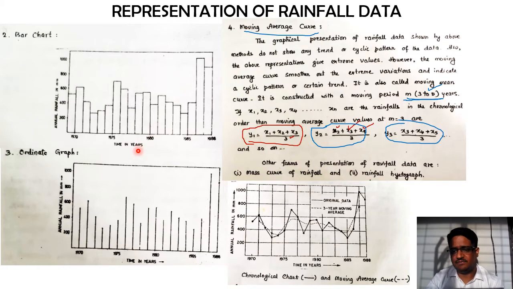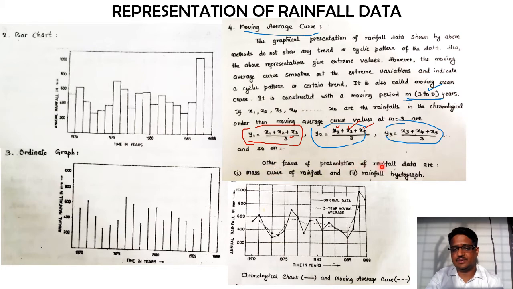Okay, so ultimately till now we have studied 4 different types of chart representation. One was the chronological chart, second was the bar chart, third was the ordinate chart, and the fourth one was the average moving curve. Now in this average moving curve itself, we have 2 more ways of representation. So what is the average moving curve? It is a somewhat generalized way of expressing. Okay, so in this we have 2 of the most important ways.